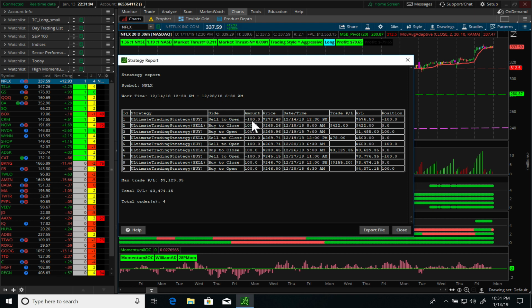So it's sell to open, so you shorted 100 shares and you covered them on 1218, right? So you made a profit of 422, 78, 3,129, and this was a negative trade for a loss of 155. So the net profit is about 3,500.